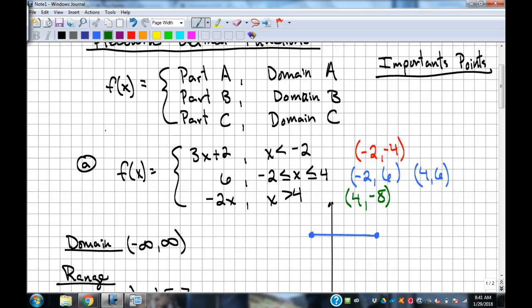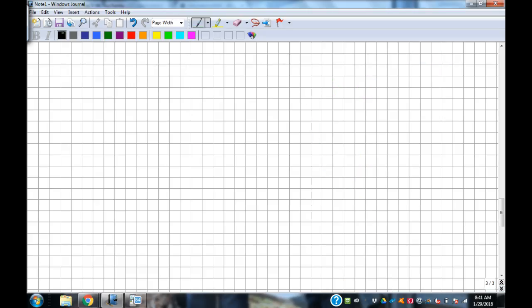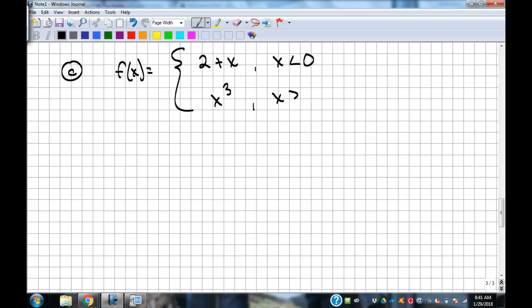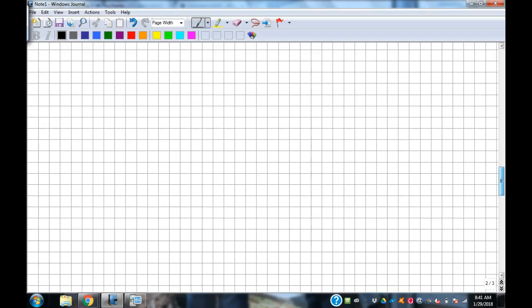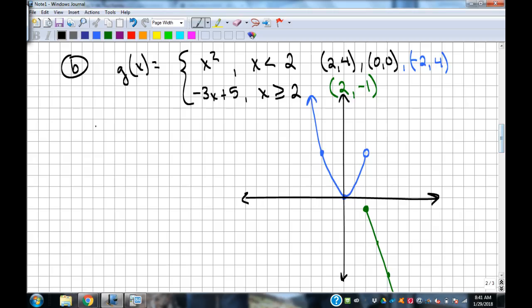All right, let's look at another piecewise here. Example C. Let's call this one f of x. And let's do 2 plus x for x is less than 0, and then x cubed for x is greater than 0. We didn't do the domain and range and all that stuff on the previous one. Let's go back and do that. Sorry. Won't take long.